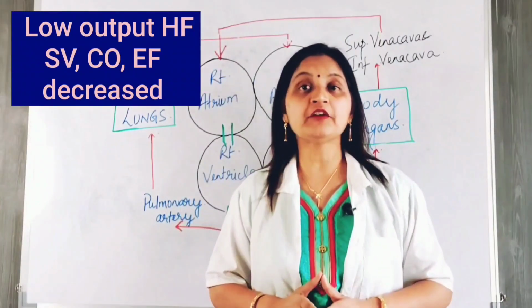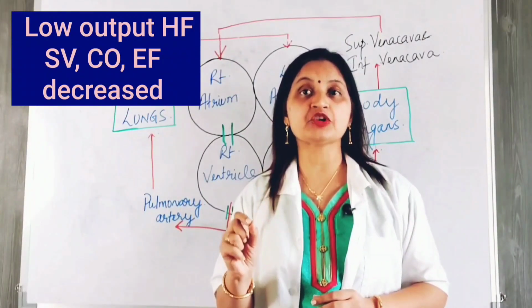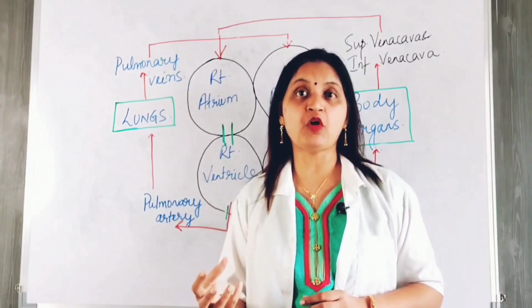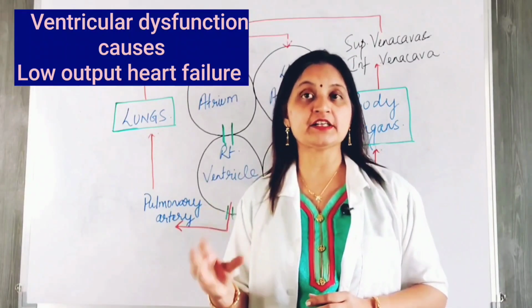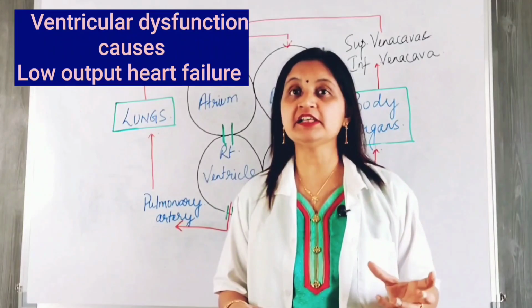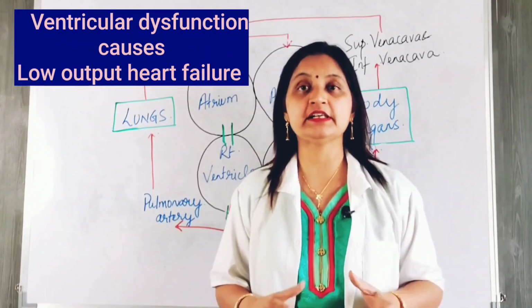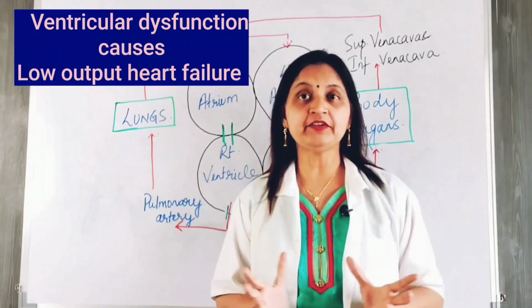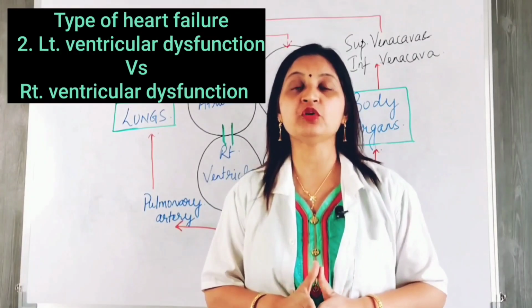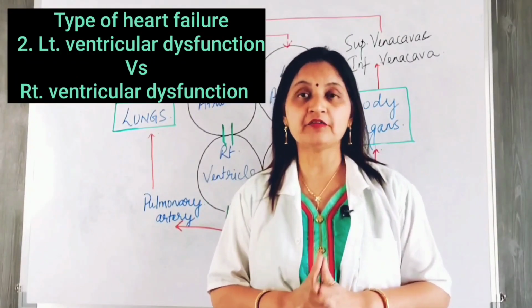So low output heart failure is due to ventricular dysfunction. If the right ventricle is involved, it is known as right ventricular dysfunction. And if the left ventricle is involved, it is known as left ventricular dysfunction. If both the ventricles are affected, then it is known as biventricular heart failure.